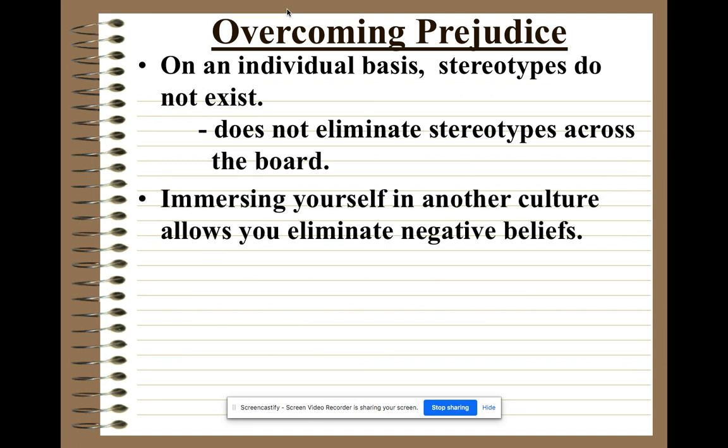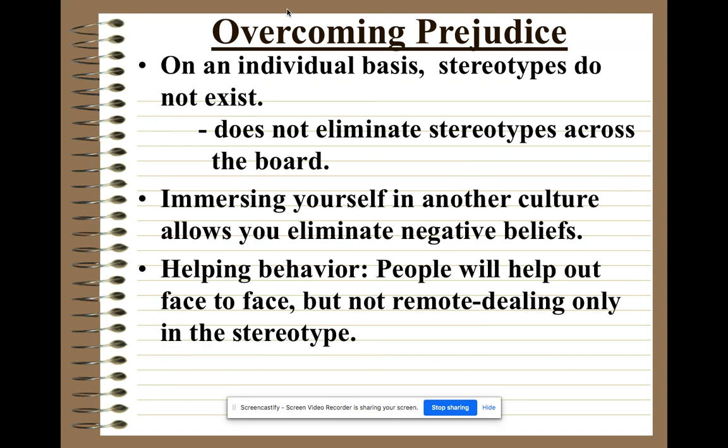Now, overcoming prejudice. How do we get rid of this? Basically, on an individual basis, when you get to know somebody, it breaks down stereotypes. People start to see people and go, well, that person's not like that, because they're my target employee. That's my cheerleader. These are my football players. This is my kid who used to go to Waterloo, and therefore he's a Marshall kid now. He's smarter and better. We found that immersing ourselves in another culture or another system helps as well. It helps us eliminate negative beliefs.